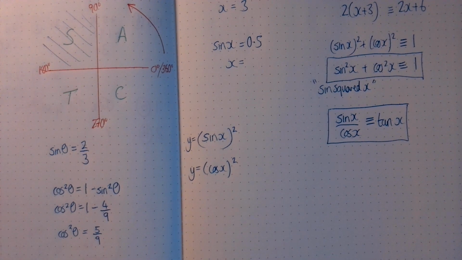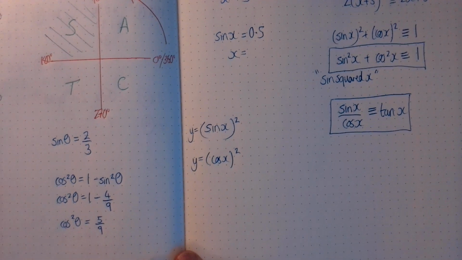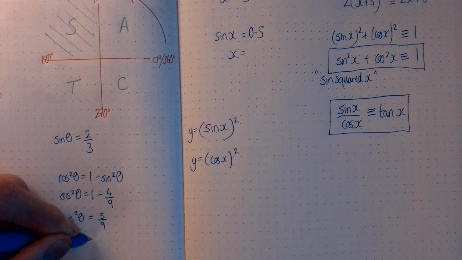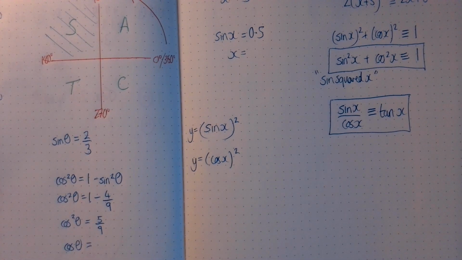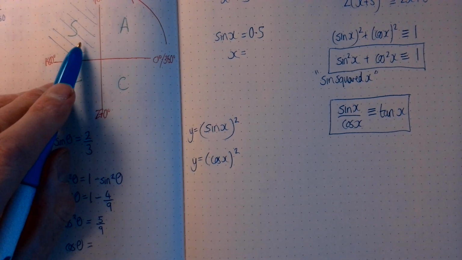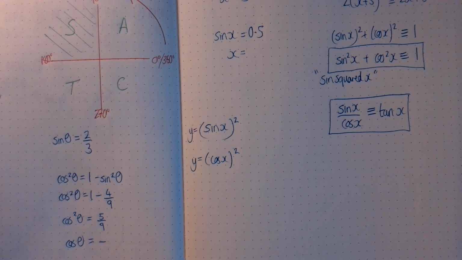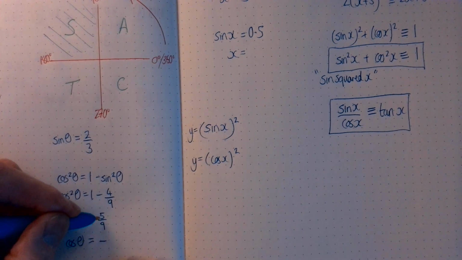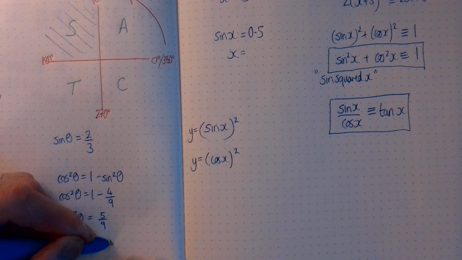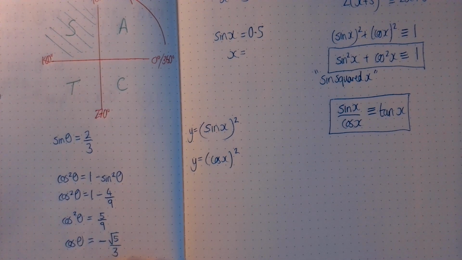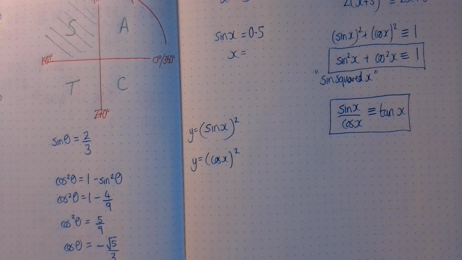There we go. Now, if cos squared theta is 5/9, cos theta will be plus or minus the square root of this. Except I know that between 90 and 180, cos will be minus. So that means I haven't got to worry about two answers. There's only one answer. And the square root of that is as simple as square rooting the top and the bottom. I don't know what the square root of 5 is, but I do know the square root of 9. So I now know what cos theta is.